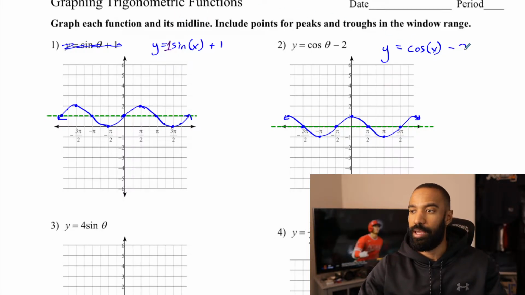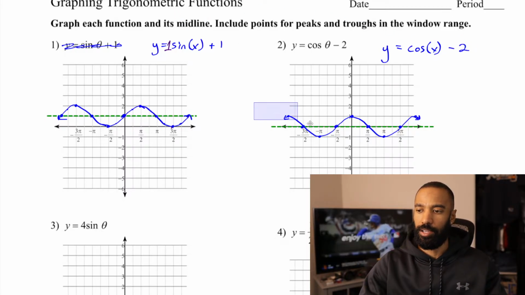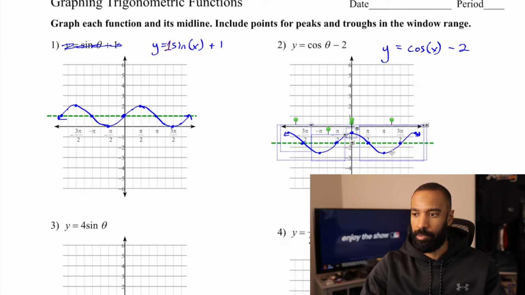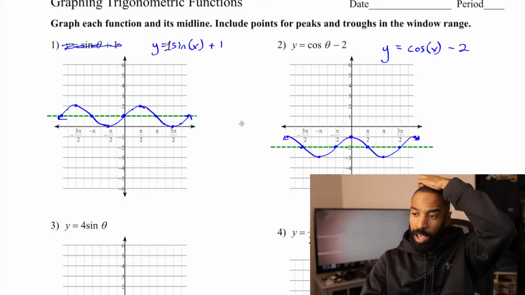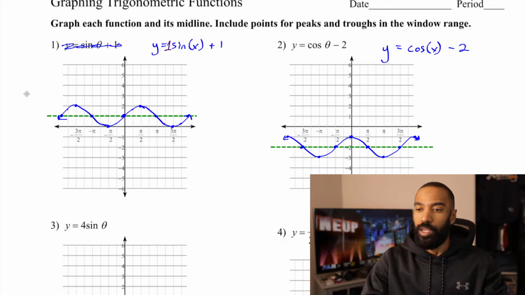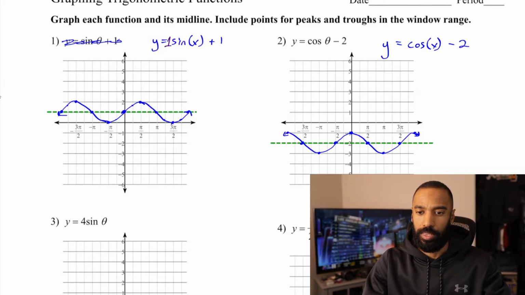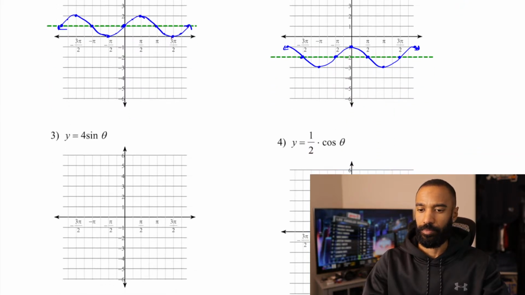Now, what's cosine of x minus 2 going to be? Well, it's shifted 2 units down. So this is the last time I'm going to be cheating, at least for the vertical translations, and that would be that graph right there. So that's what those graphs look like. That is what they do. We move on forward.